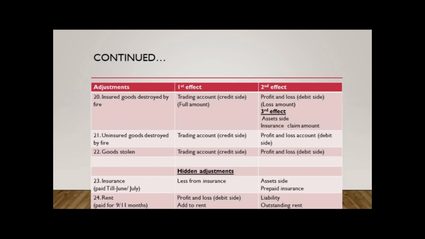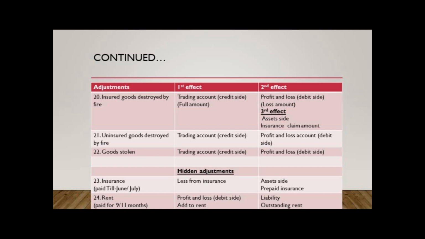Adjustment number 20, insured goods destroyed by fire. It means we have taken insurance of our goods, and this is the only adjustment in which we have to give three effects. The first effect will come on the trading account credit side, with the full amount of goods. Second effect, profit and loss account debit side, the amount that we have not received from the insurance company, that is the loss amount. And the third effect, on the asset side, the insurance claim that we have received from the insurance company.